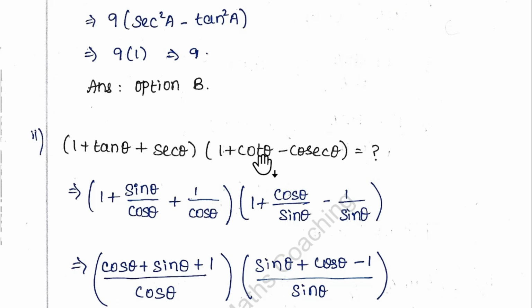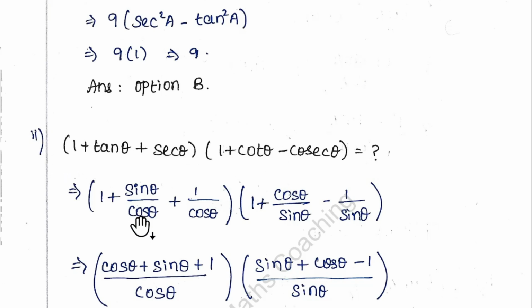You know the inverse ratios, and tan theta can be written in the form of sine by cos, and cot theta can be written in the form of cos by sine, which I have given in the formula video, right? So here the first step is to change every ratio in terms of sine and cos. All ratios should be changed in terms of sine and cos. That is your first step.